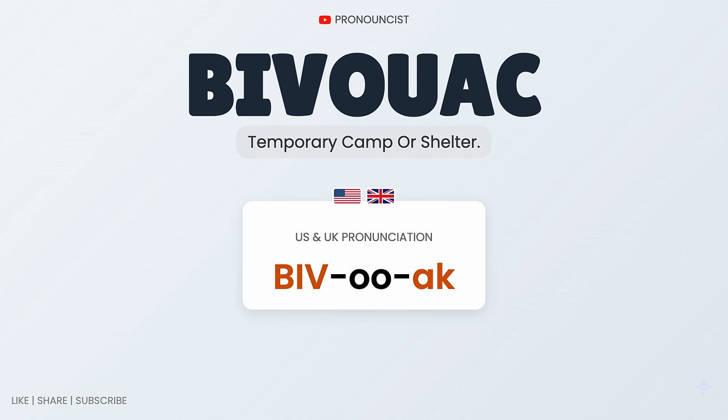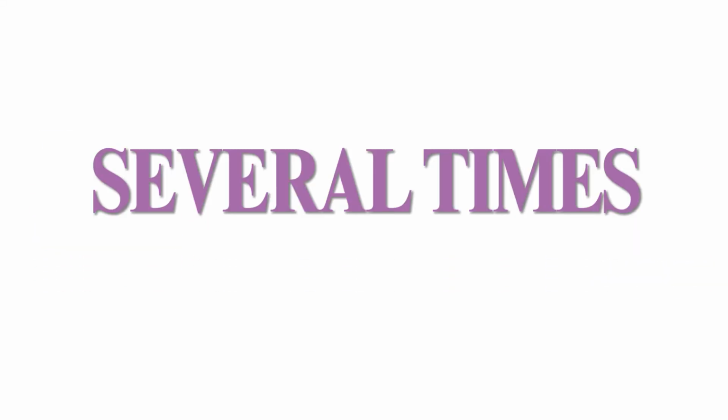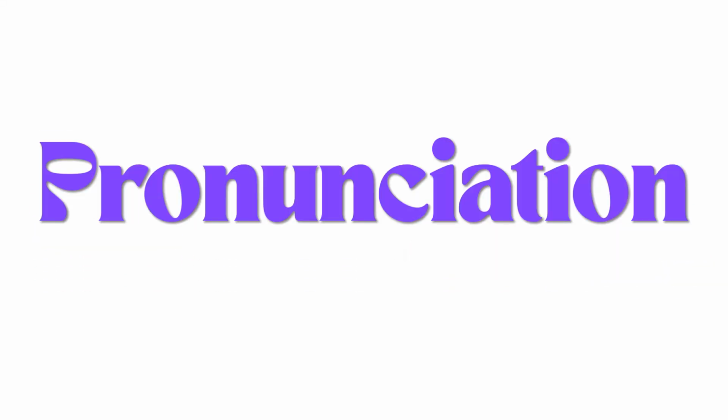Practice repeatedly and you'll soon be able to say this word perfectly. The best way to practice is to repeat the syllables multiple times. The meaning of the word is temporary camp or shelter. Try repeating this word several times to improve your pronunciation.